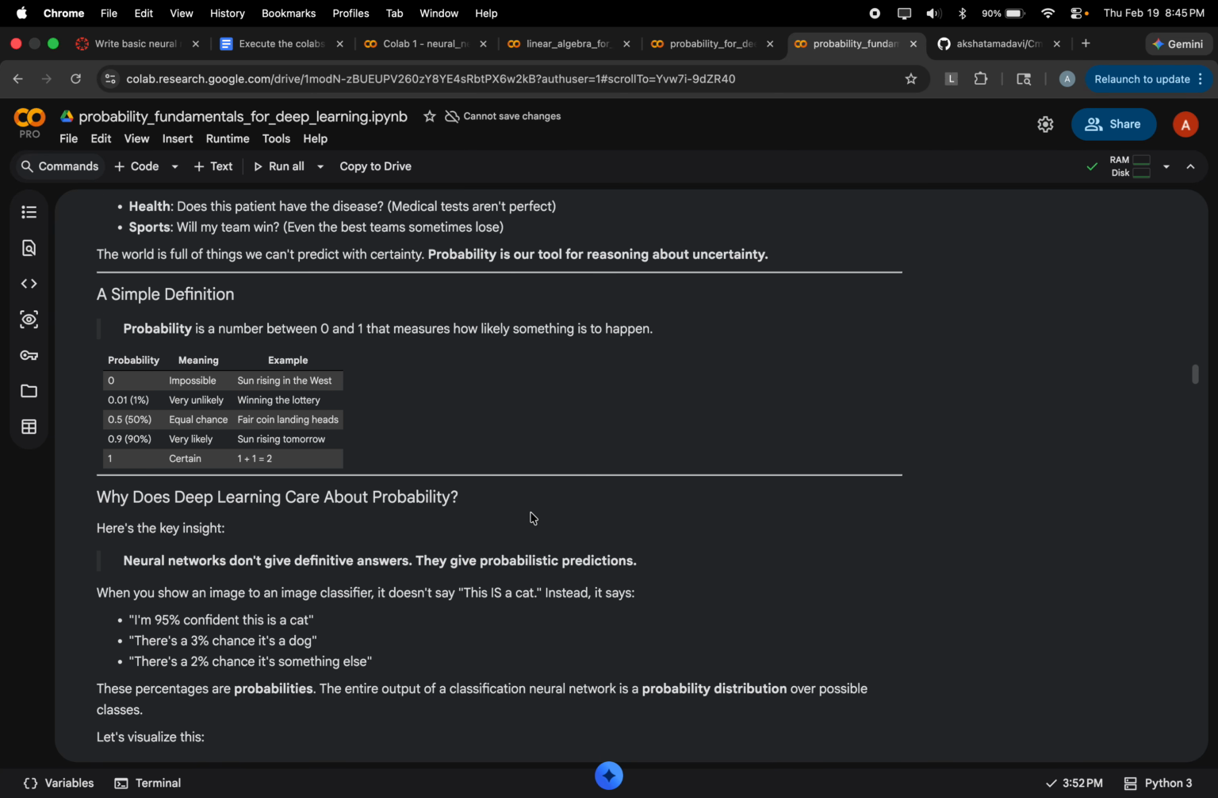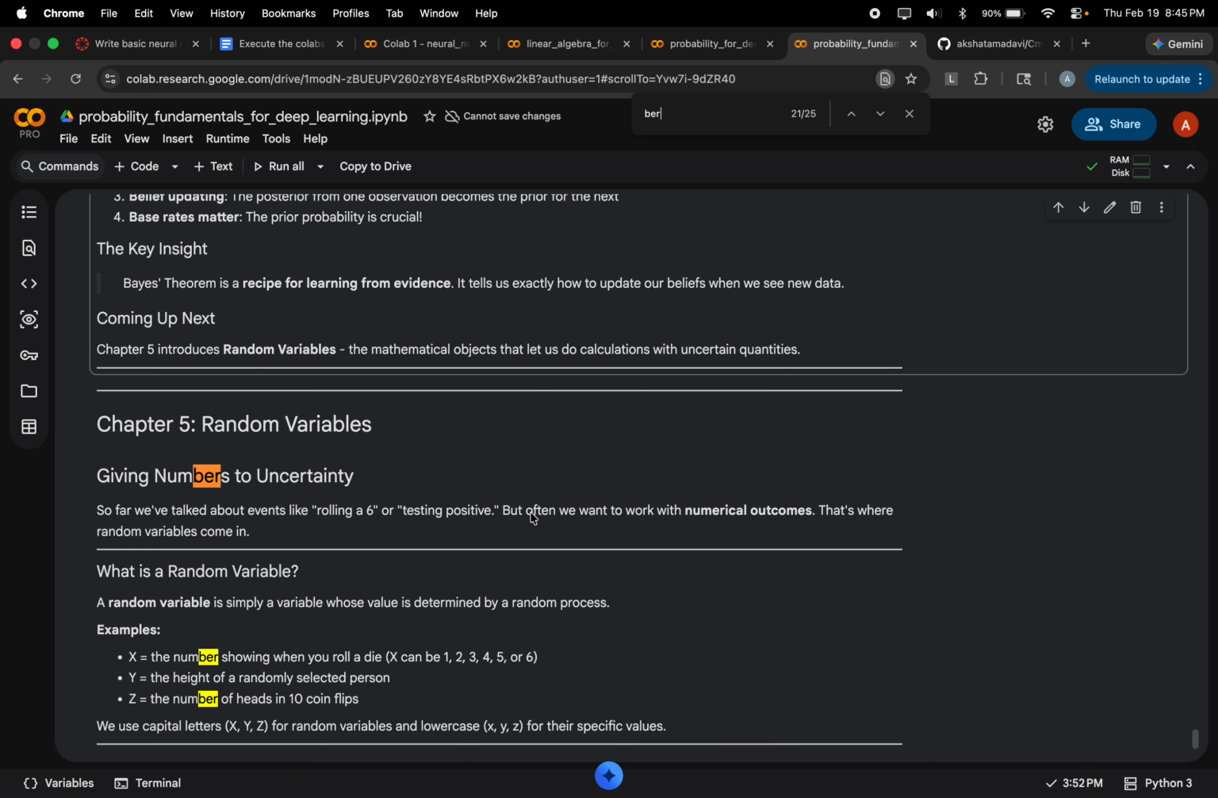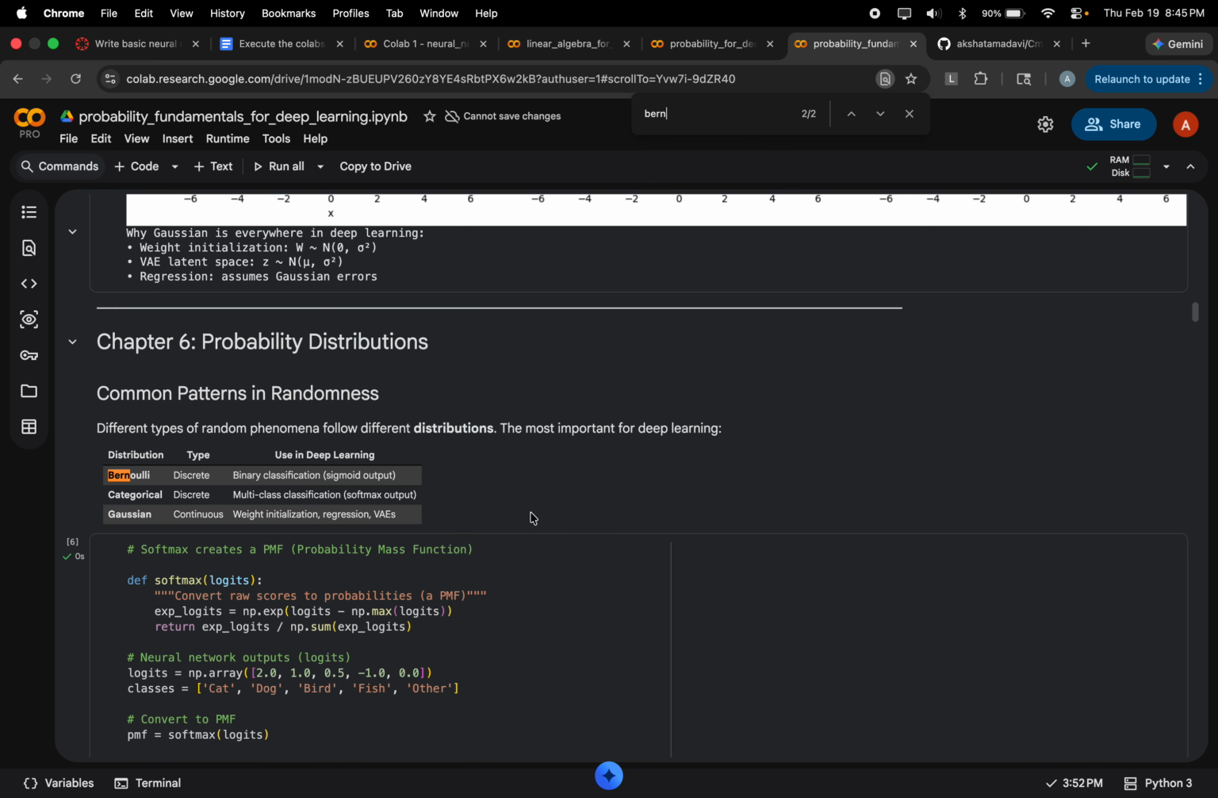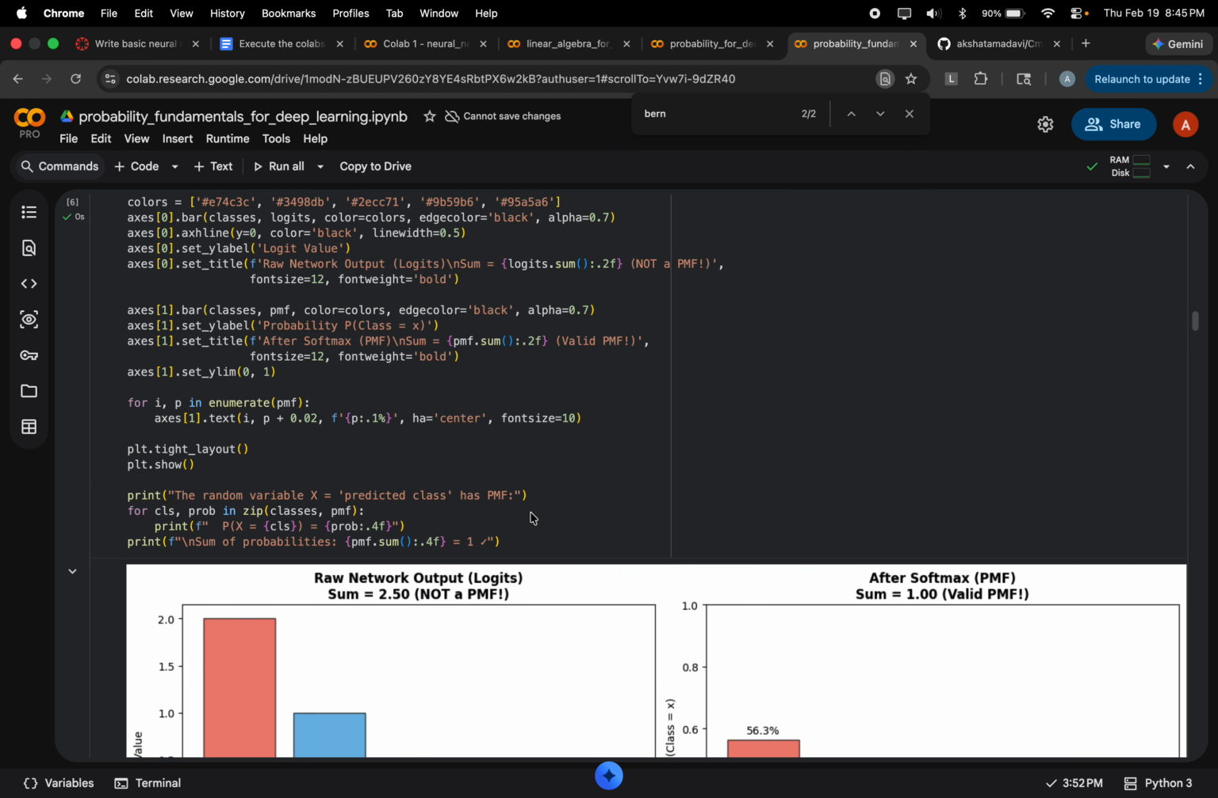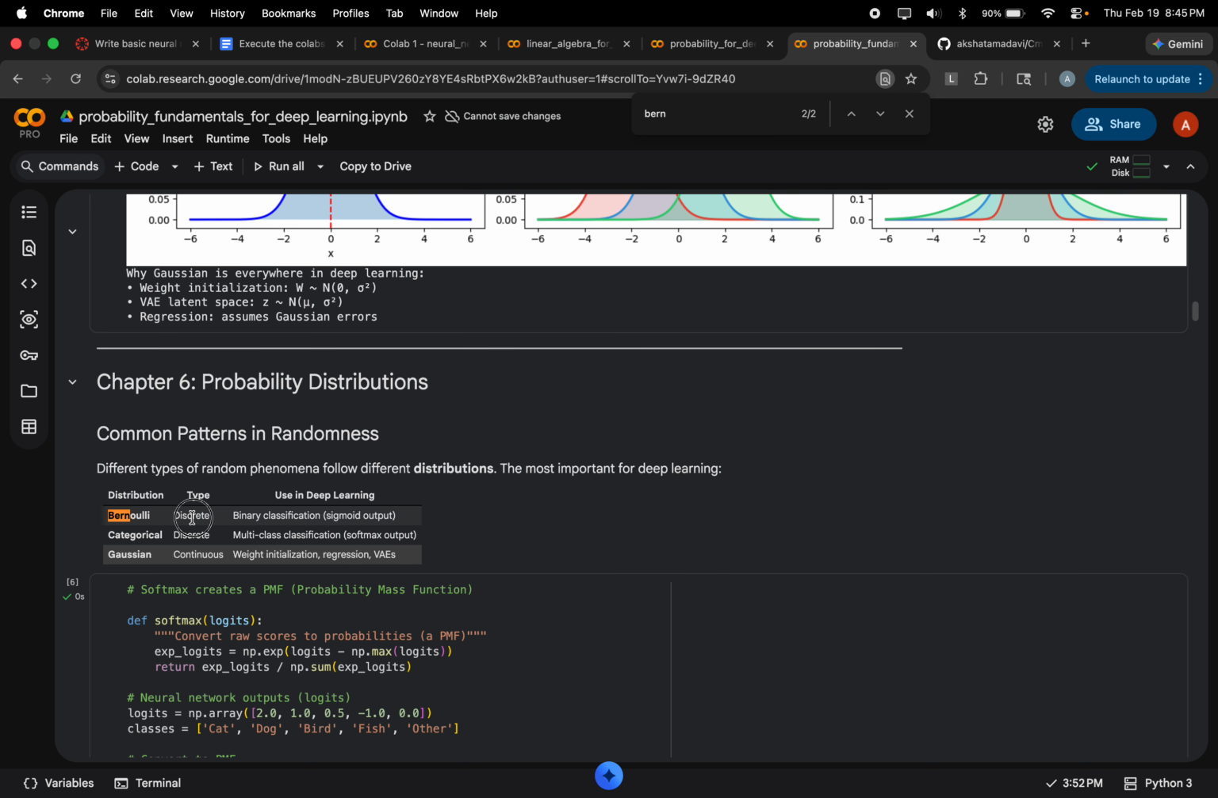Random variables can follow a Bernoulli distribution. Bernoulli is a discrete type of distribution. It is mostly binary, so its value ranges from 0 to 1, like our sigmoid. Categorical is again discrete. It is multi-class, so it can be cat, dog, elephant, like that. And then we have Gaussian. Gaussian is continuous, where we can have values in any range, and we use it in weight initialization, regression, and variational autoencoders.